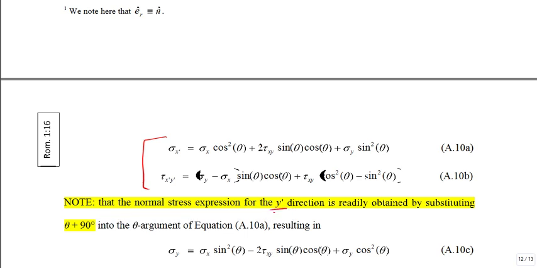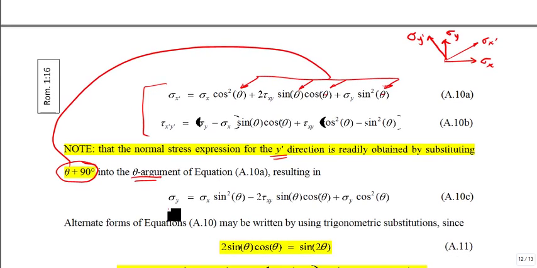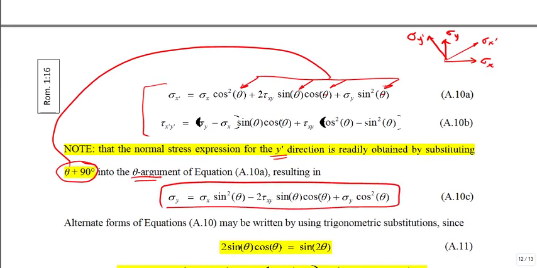I can find the y prime stress very simply by subbing theta plus 90 degrees into my theta argument in for this. Everywhere where you have a theta, if I sub in theta plus 90 degrees, remember that sigma x prime and sigma y prime are always separated by 90 degrees. That's what we're saying over here. And so I can get that equation very simply.